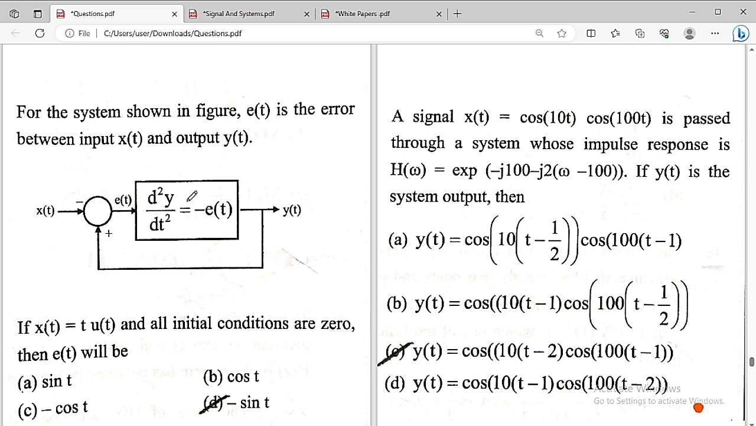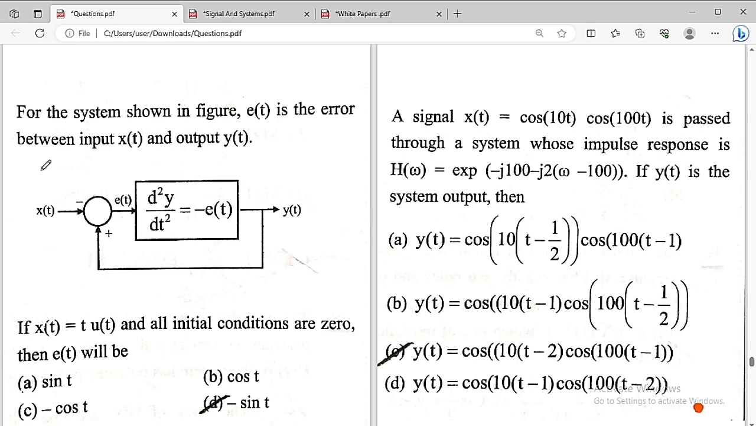If x of t is equal to t into u of t and all the initial conditions are 0, then e of t will be. So for the given system shown in the figure, if e of t is the error between the input and the output, and x of t is equal to t into u of t with all initial conditions assumed to be 0, then what is the expression of e of t? They are asking this question.